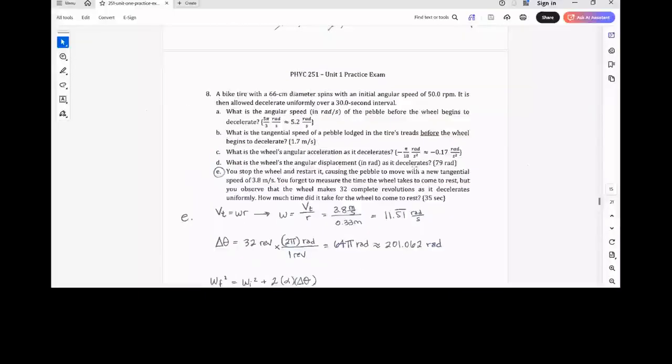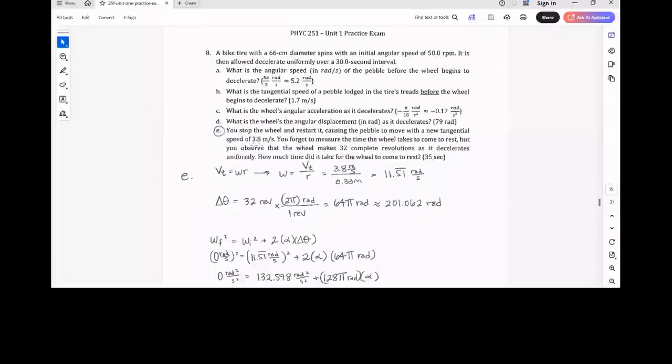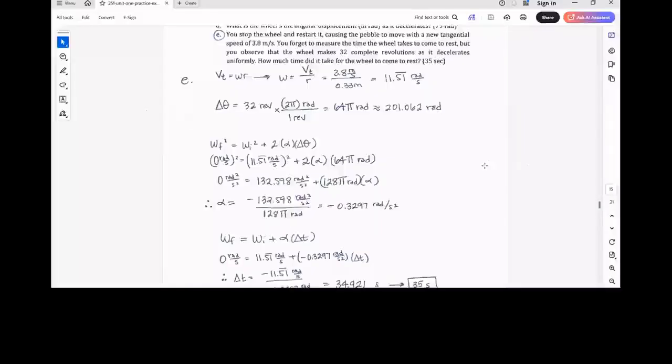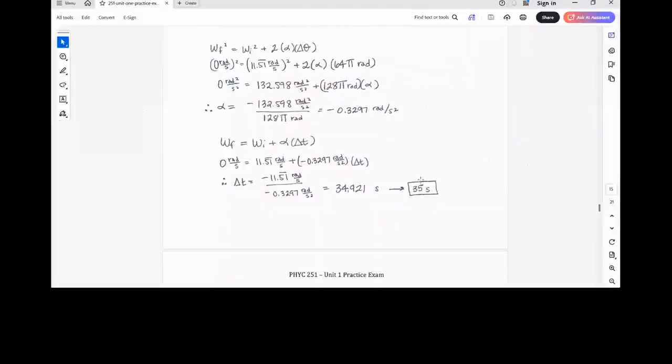And if we compare that to our original example, when we had a tangential speed that was only about 1.7 meters per second, it only took about 30 seconds for that wheel to come to rest. We give it a greater tangential speed for step E, so 3.8 meters per second. It follows that it should take more time for that same wheel to decelerate to rest compared to when it was moving with a smaller tangential speed.